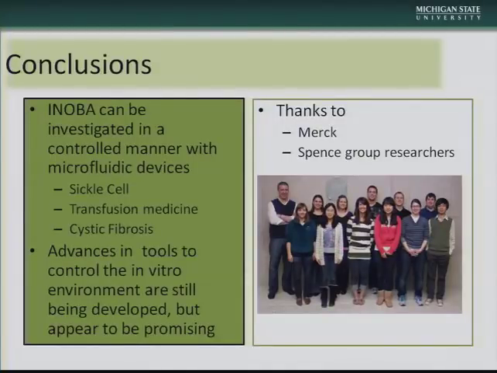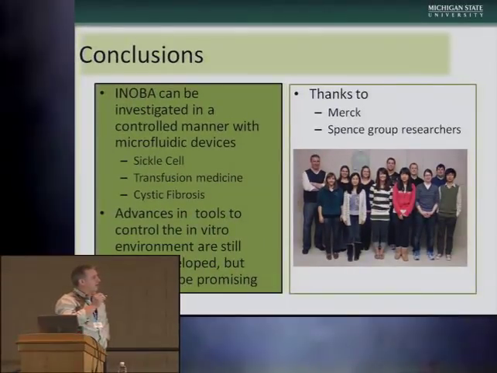Again, some conclusions. I think that insufficient nitric oxide bioavailability can be investigated very well in a controlled manner with these microfluidic devices. And we've already looked at sickle cell and transfusion medicine. And we're trying to do CF, but the mice do not have much blood in them, and so that's a problem. Mark mentioned that as well in his talks, talking about sample sizes. So a good analytical problem. One of the things that my group's going to have to do over the next year or two is improve our tools to really control what's affecting the cells before we can make some solid conclusions.